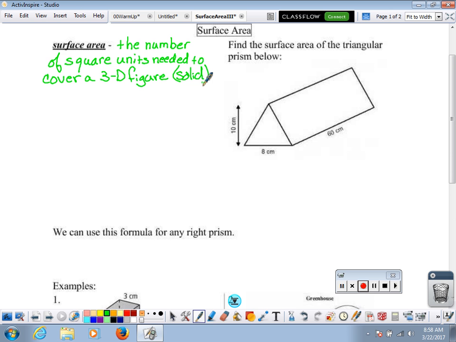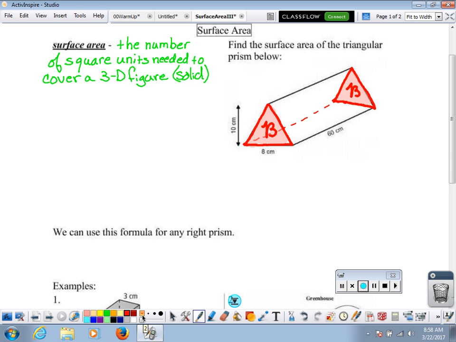So we want to find the surface area of this triangular prism. First off, we're going to recognize what the capital B base would be on this triangular prism. It would obviously be the triangles because it's a triangular prism. All right, so we outline them, lightly shade them in, and we label those as our capital B bases.